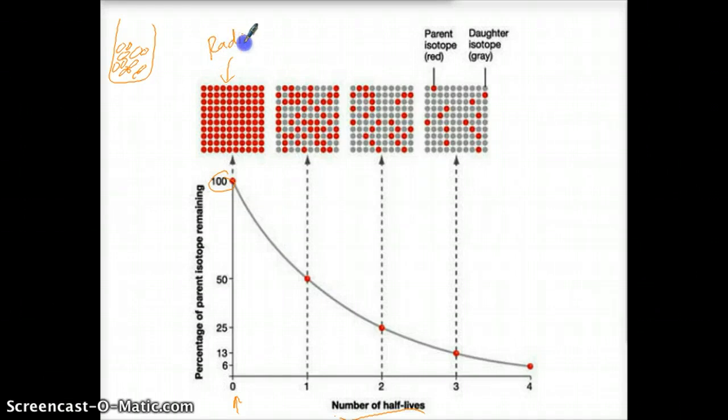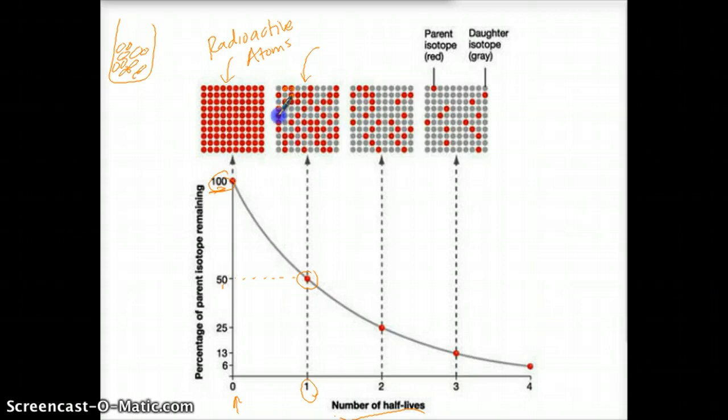Okay? And we know that since these atoms are radioactive, they're going to decay. They're going to break down into smaller atoms. So after one half-life, we know that half of those atoms are going to decay. Well, half of 100 is going to be 50. So we can see here after one half-life, we now have 50 atoms. Well, what happened to the other ones? Well, as you can see in the diagram here, half of those atoms are still red. Here are the red ones here.